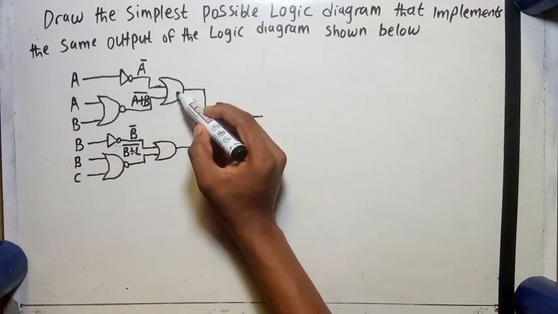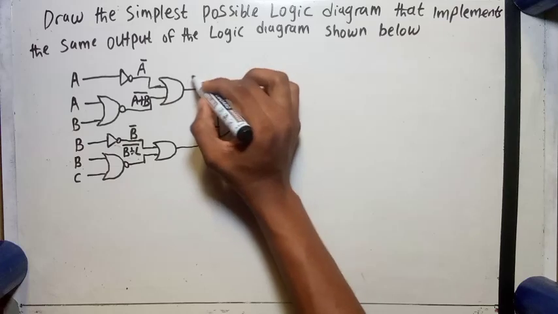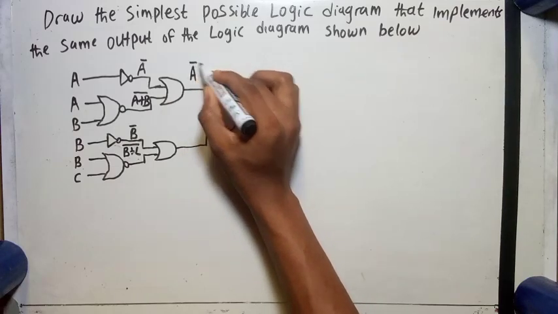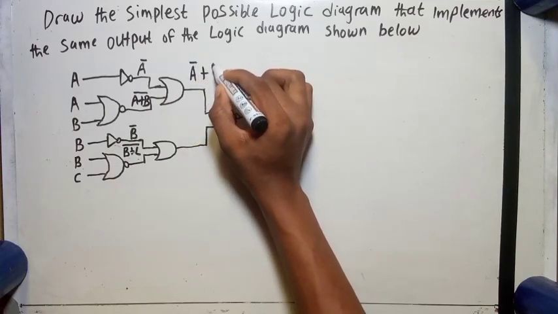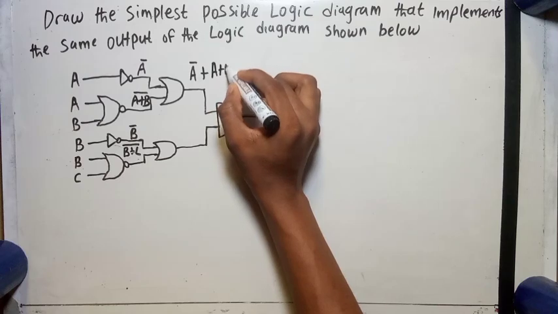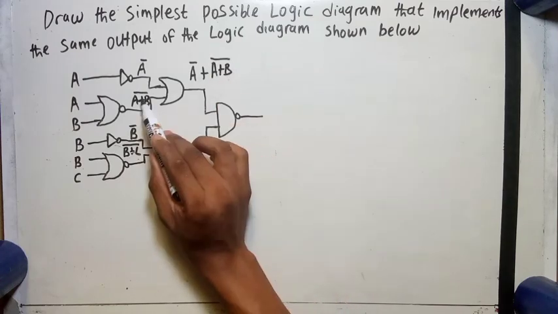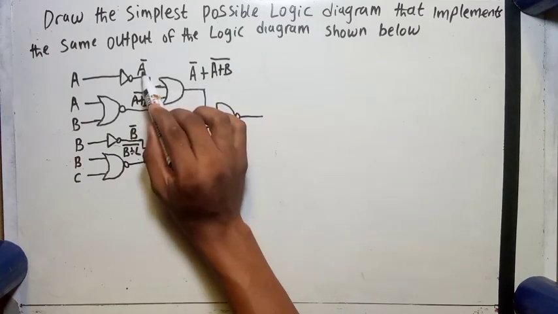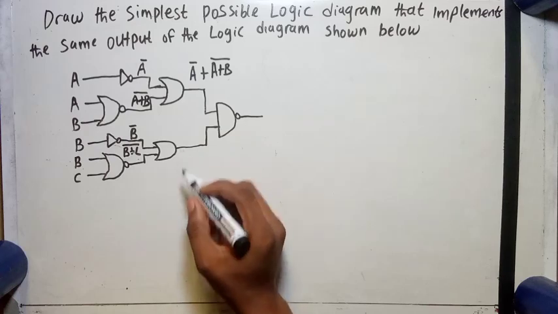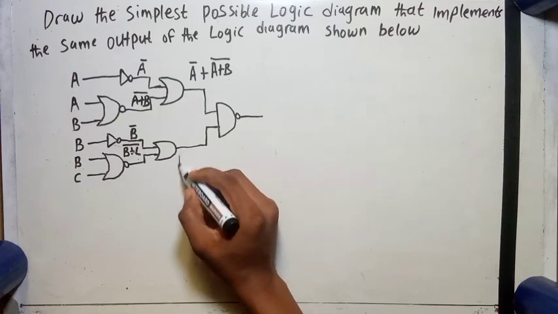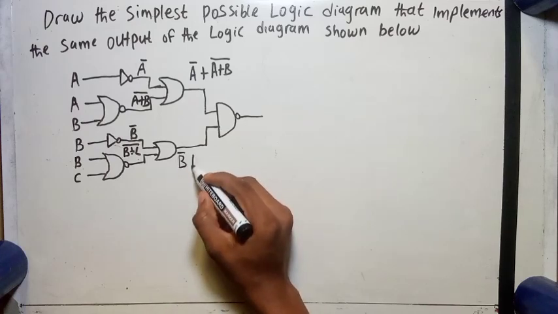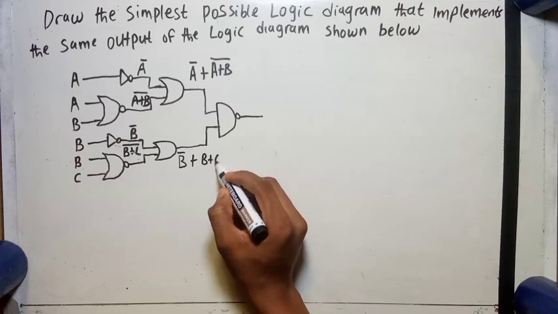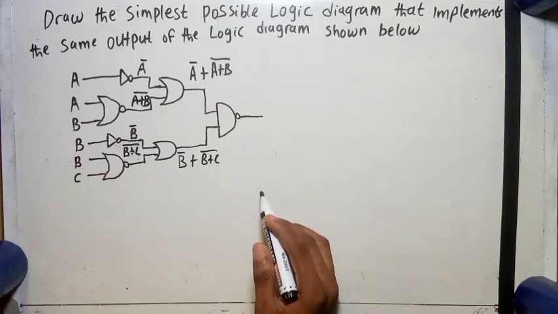Now this is an OR gate. We're going to be adding the two together and we have A bar plus A plus B OR bar. This is A plus B OR bar. We are adding it to A bar. The same thing also happens here. We'll be adding our B bar to our B plus C OR bar.